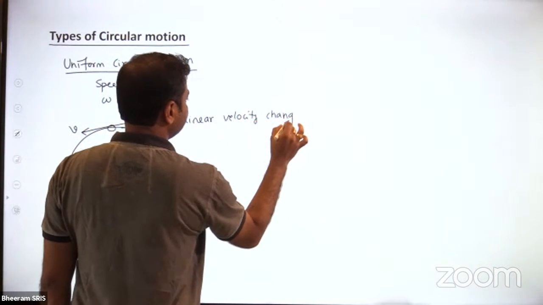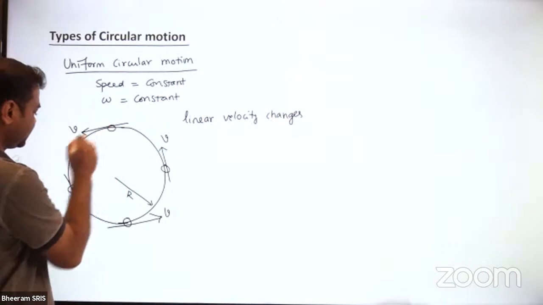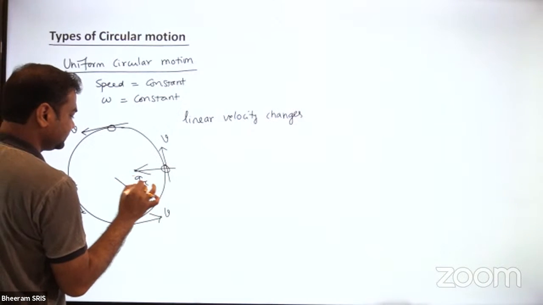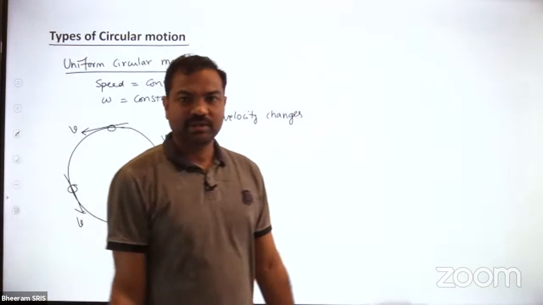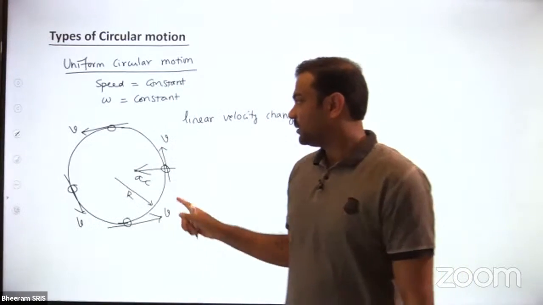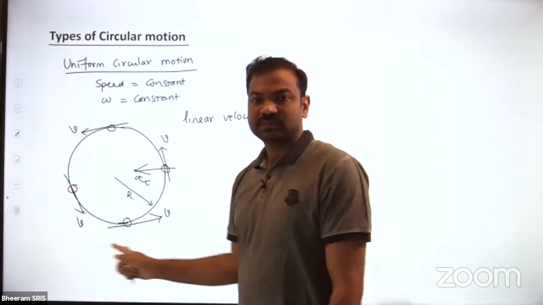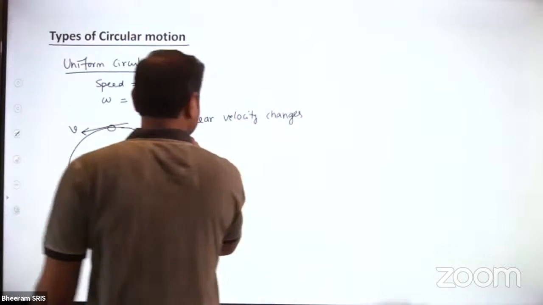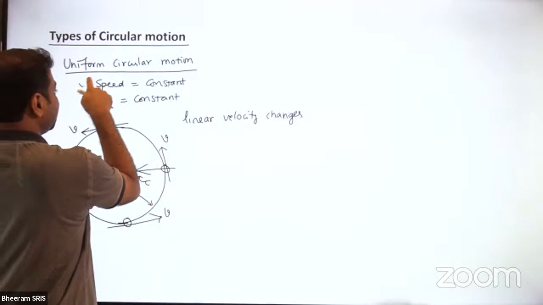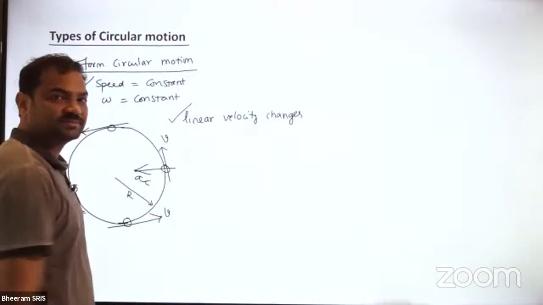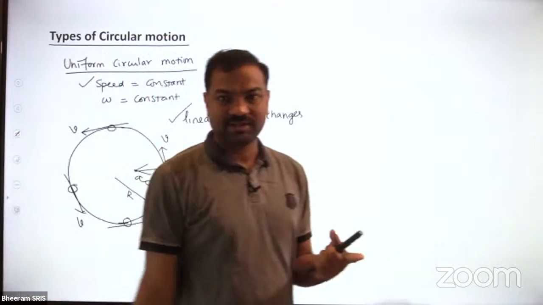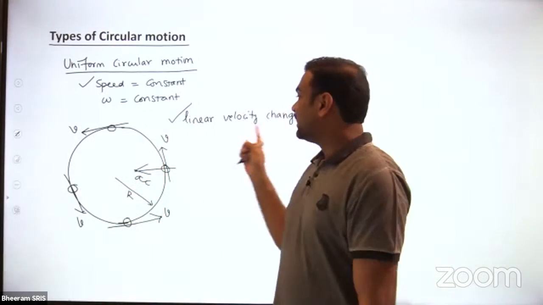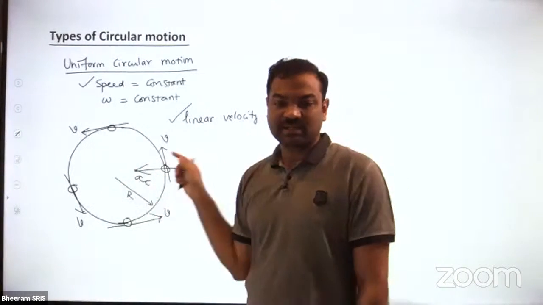Why does linear velocity change? Because the direction keeps on changing. Who is changing the direction? Centripetal acceleration is changing the direction, but there is no tangential acceleration. There is no force acting tangentially, that's why speed is constant. Speed is constant, but linear velocity is changing, because velocity is nothing but magnitude and direction. Here the magnitude is not changing, but the direction keeps on changing. So because linear velocity changes, we get the acceleration towards the center.